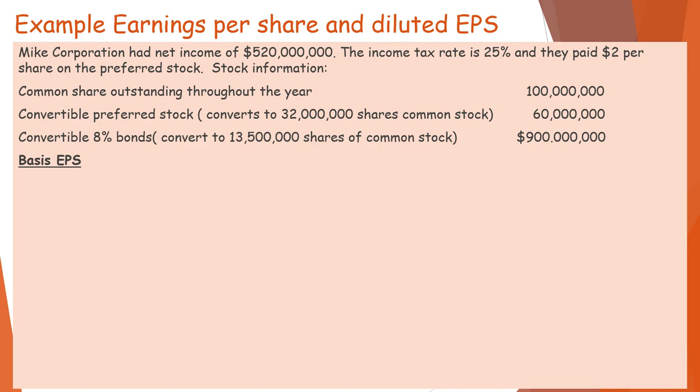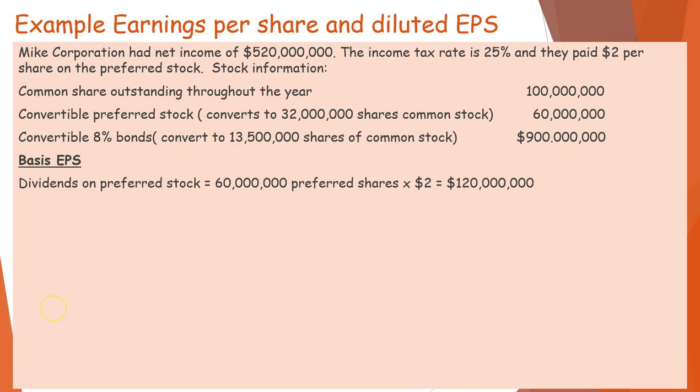Now, here is our example. Mike had a net income of $520 million. The tax rate is 25%, and they paid $2 per share on the preferred stock. They had common shares, convertible preferred, and convertible bonds.